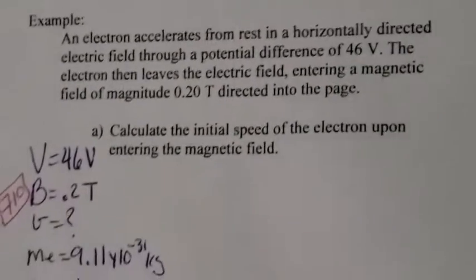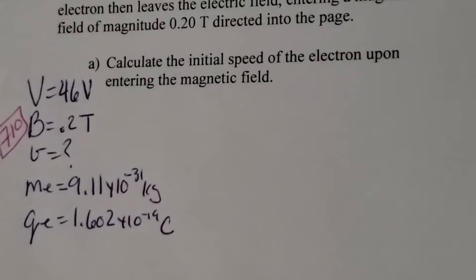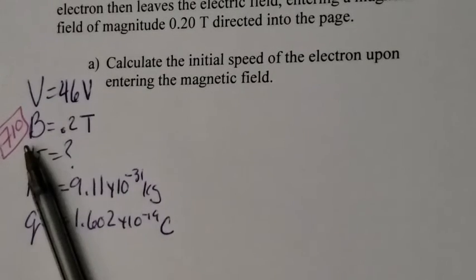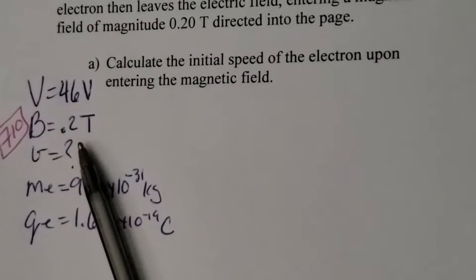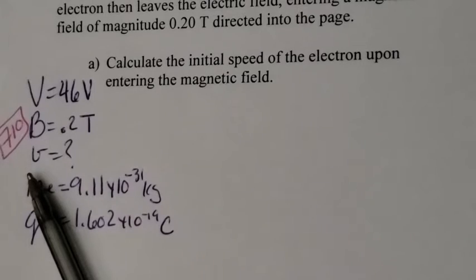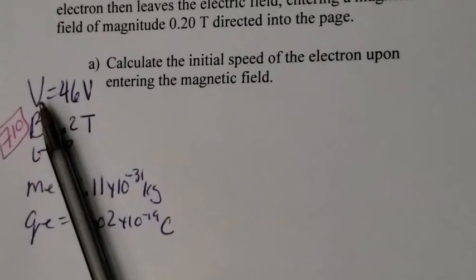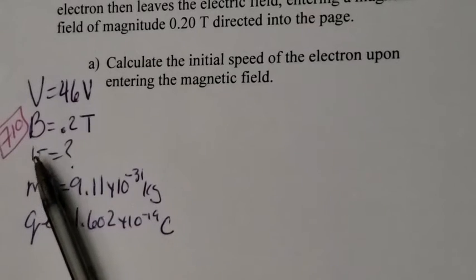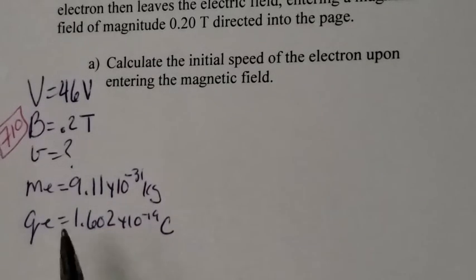So first thing I want to do is write down my given information. In the question it tells me the voltage is 46 volts. The magnetic field, the symbol for that is capital B, is 0.2 teslas. I'm looking for the speed. So these two V's are not the same. I like to draw voltage as a capital V and then speed as a smaller v with a little tick on it.